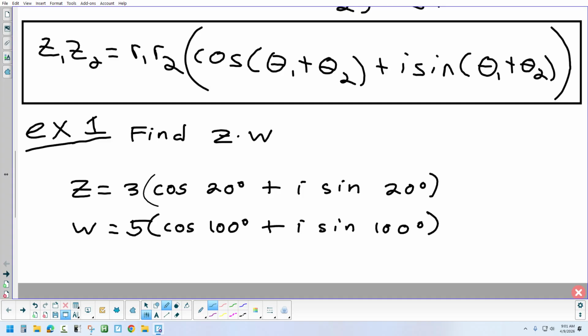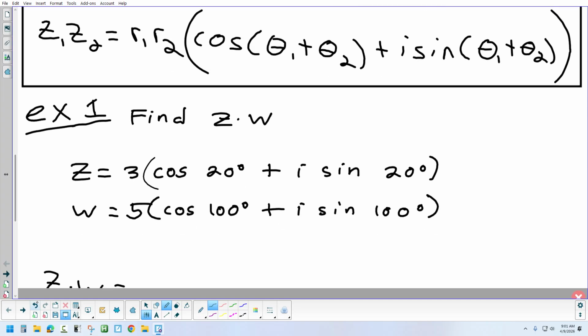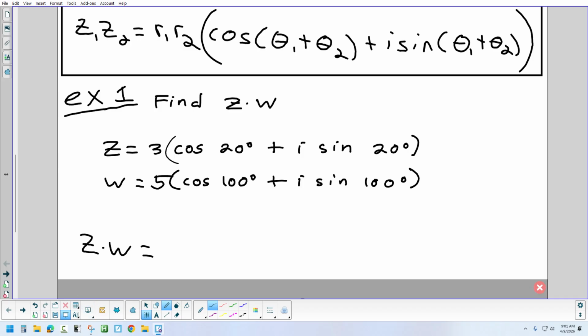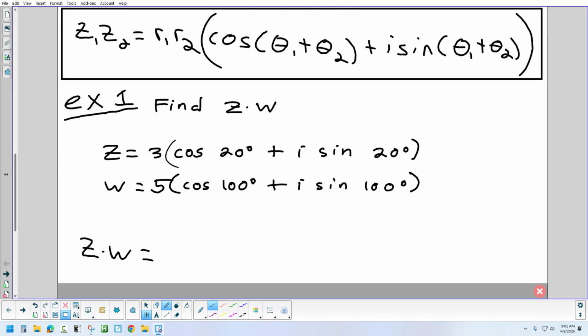Right, so let's take these two complex numbers and let's find their product in polar. Okay, they're already in polar for us, so that's good. Saves time. We don't have to figure out the r and the theta. They were just given to us. Okay, so let's follow the formula up above. When you multiply these two complex numbers together, what is going to be your new radius? 15. It's the product of the two radii that you were given. 3 times 5.